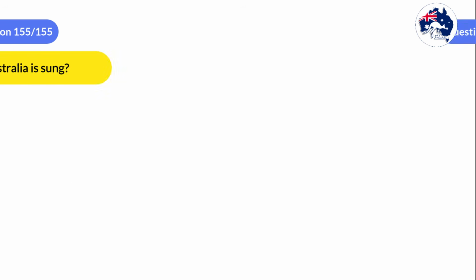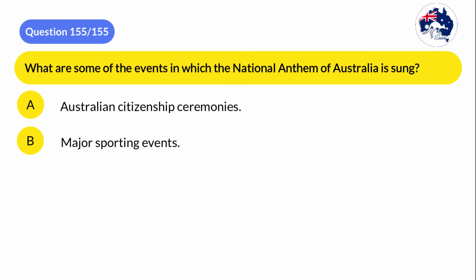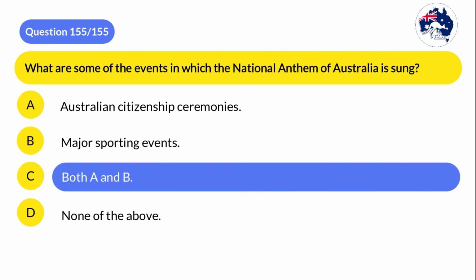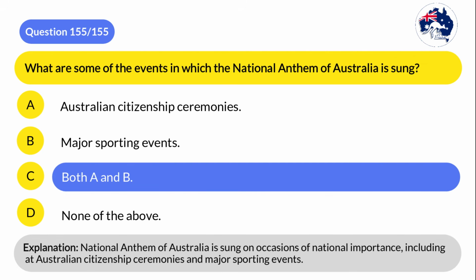Question 155. What are some of the events in which the National Anthem of Australia is sung? A. Australian citizenship ceremonies. B. Major sporting events. C. Both A and B. D. None of the above. The correct answer is C. Both A and B. Explanation: the National Anthem of Australia is sung on occasions of national importance, including at Australian citizenship ceremonies and major sporting events.